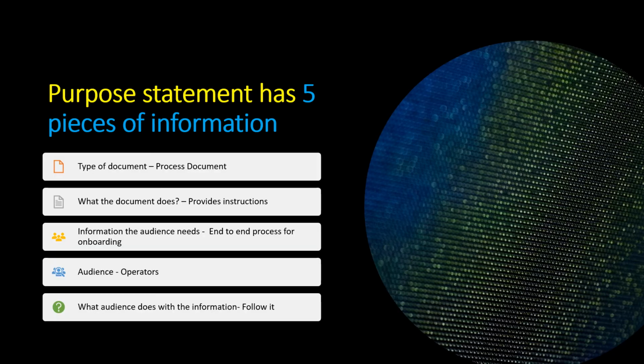Now, considering our onboarding document, our type of document will be a process document. What the document does, it provides information. What information it will provide: the end-to-end process for onboarding. Our audience will be operators, and what our audience does with the information, they follow it.